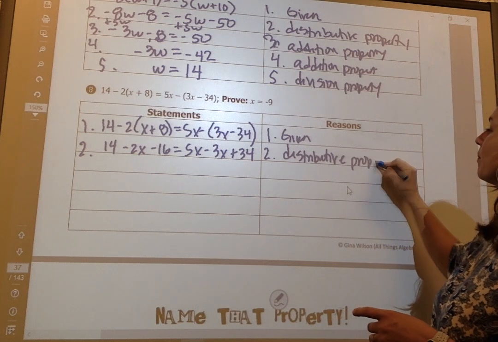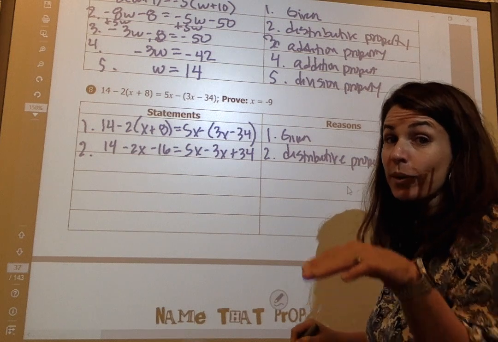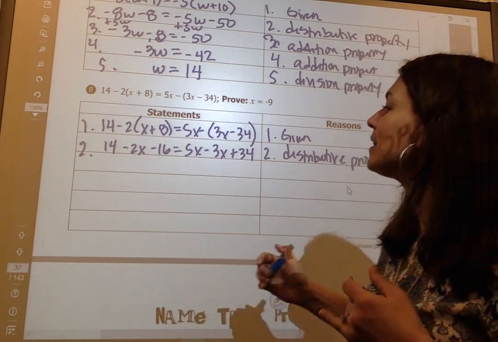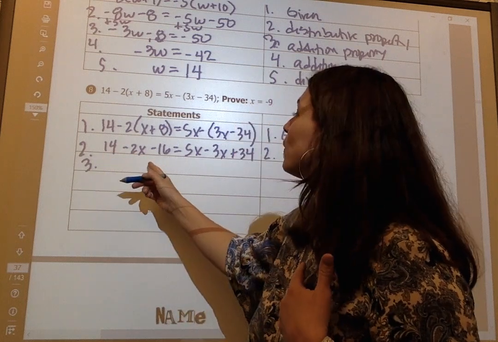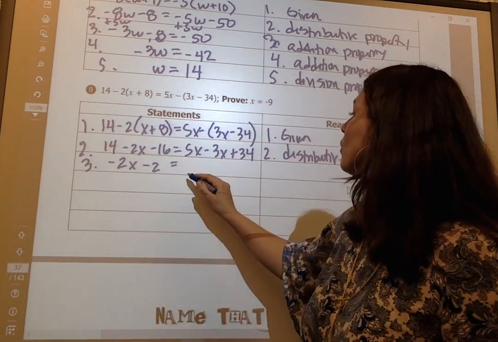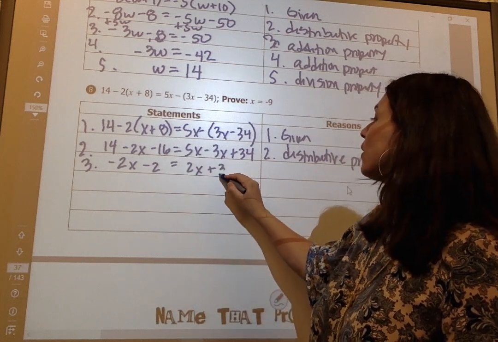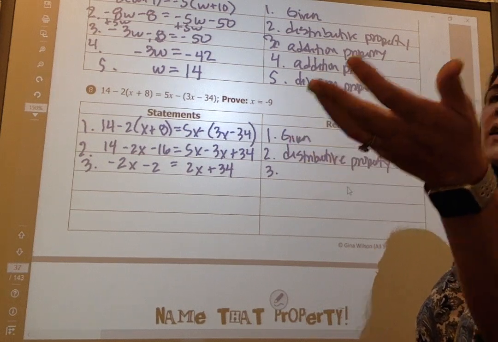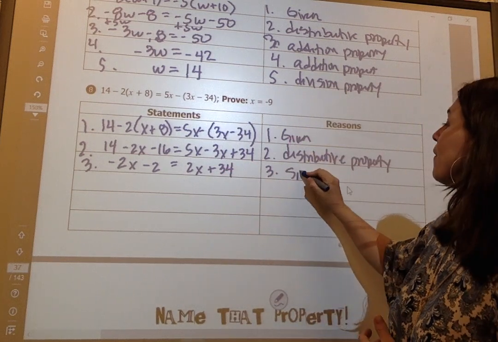And I know you guys are watching me in 0.5 speed, so you can really slow me down. All right, step 3 is I'm going to simplify both sides. So I'm going to get negative 2x minus 2 equals 2x plus 34. So that is going to be simplify.